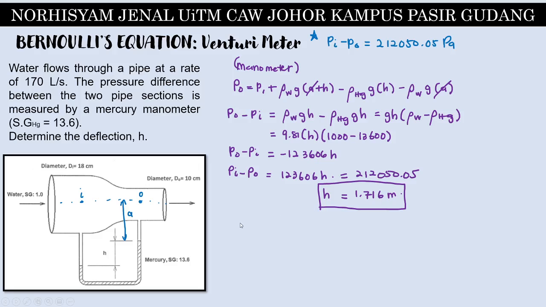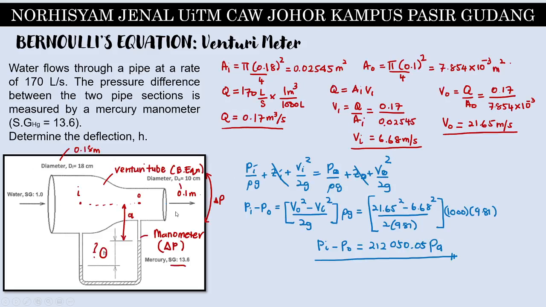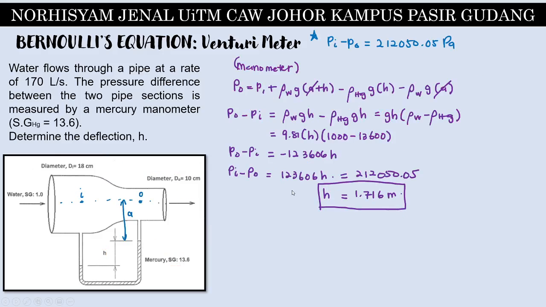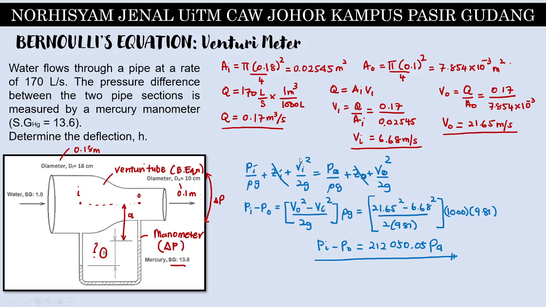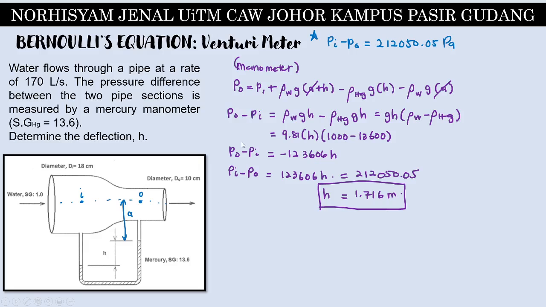Okay, so once again, Venturi meter is a study of Venturi tube connected with a manometer. So the answer for this question will be H, 1.716 meter. So how do you do this? We combine the study of Venturi tube in Bernoulli equation. We find Pi minus Po here. Then we try to find Pi minus Po for manometer. Then we compare both of them together. Okay, so that's the answer for it.